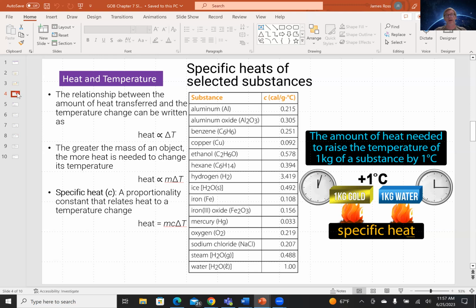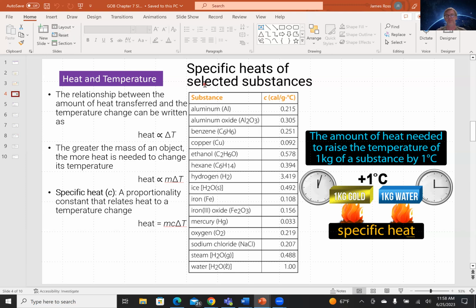Okay, so similar to general heat, there's something called specific heat. Now, specific heats are constants. They are intensive properties. That means they are independent of sample size, and that makes them a constant. And because they're a constant, they can be used to identify an unknown.